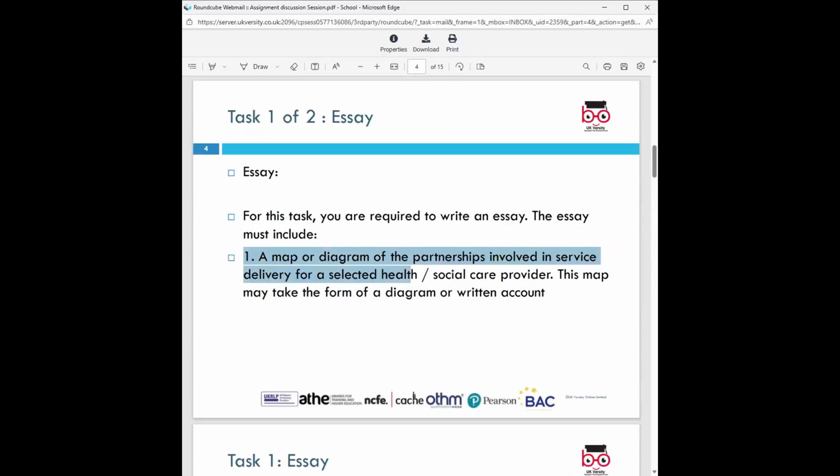So the first bit of task 1, you do this, yes? Second? Yeah. You will look at this. Can you see it, yeah? Yeah, I can see it, yes. Yes. So first part of task 1 is an essay. You will do this. You look at a map or diagram of partnerships.